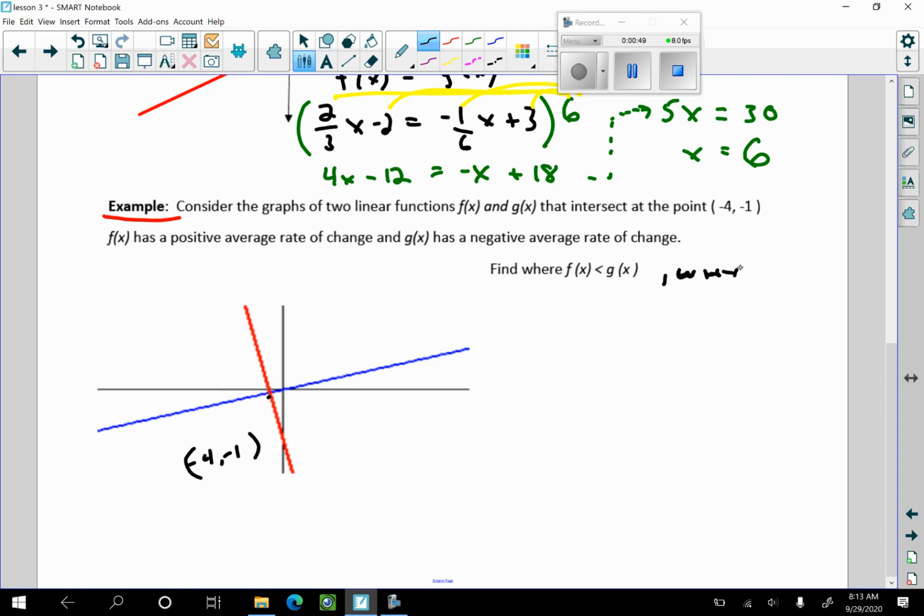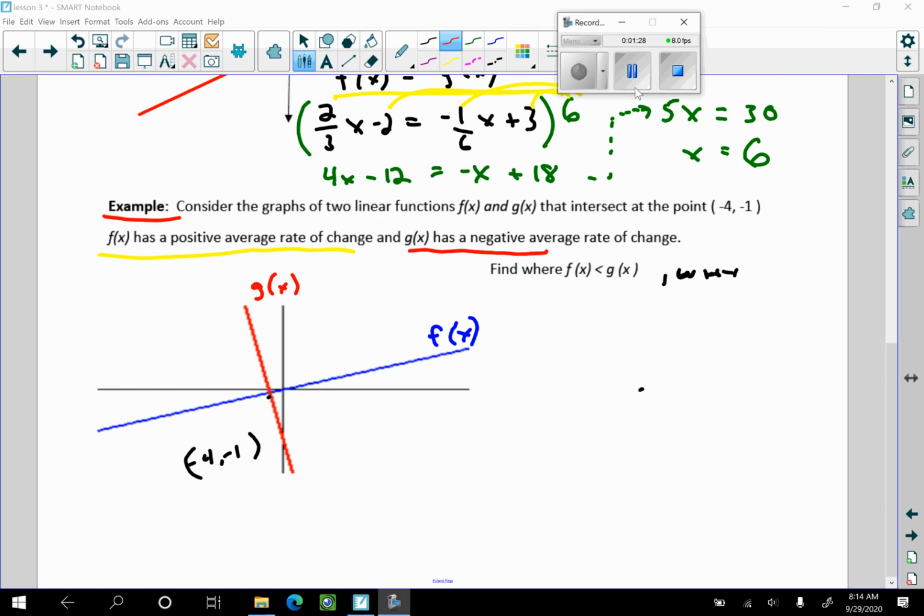The first thing I'm going to notice is that I'm given that f has a positive average rate of change. That means f of x has got to be the blue line. So this is f of x, because it has a positive average rate of change, and g of x has a negative average rate of change. So this red line has to be g of x. I want to know where f of x is less than g of x, and I do understand that you may or may not have colored pencils in your notes.